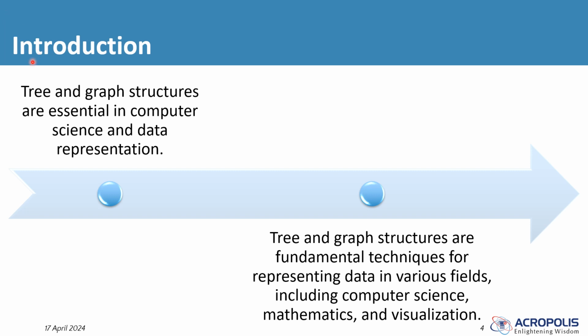So what is tree and graph data structure? Tree and graph data structure are essential in computer science and data representation. Without them, it is difficult to represent data in a hierarchical or in a network form. Tree and graph structures are fundamental techniques for representing data in various fields, including computer science, mathematics, visualization, computer graphics, computer networks, in which we require tree and graph data structure.